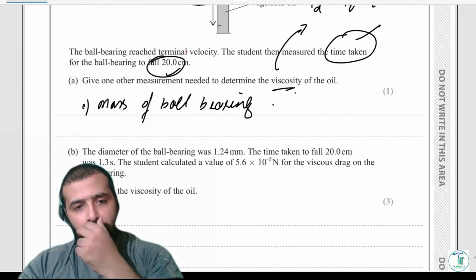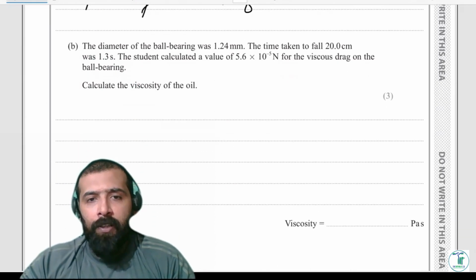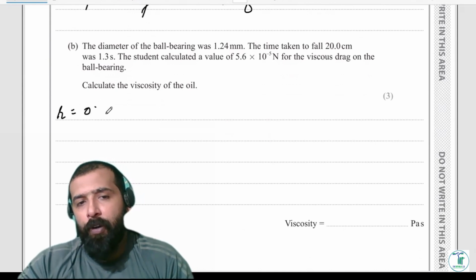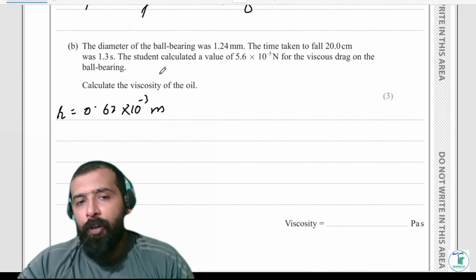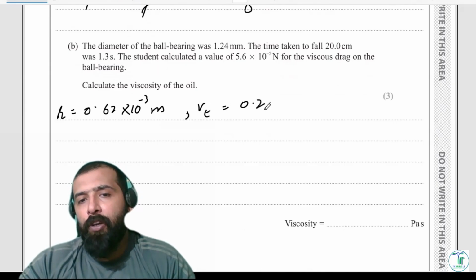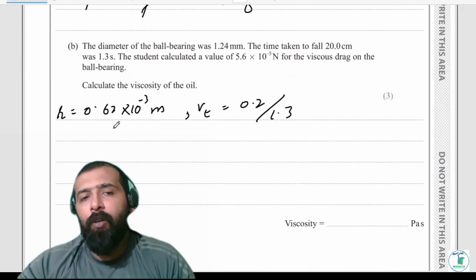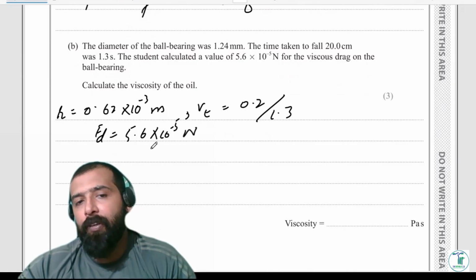Now in the B part of this question, you need to calculate the viscosity using the diameter of the ball bearing, which was 1.24 millimeters. So what does that mean? The radius has to be 0.62 times 10 raised to the power of -3 meters. The time taken to fall 20 centimeters was 1.3 seconds, so the terminal velocity has to be 0.2 divided by 1.3. And we've got the drag, which comes out to be 5.6 times 10 raised to the power of -5 newtons.